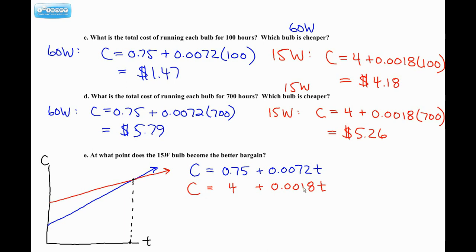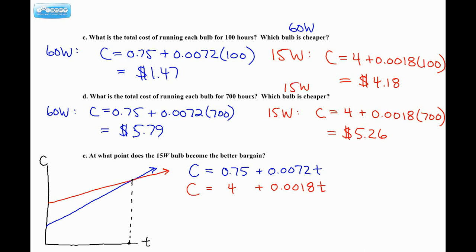Okay, so we have a system of equations, and we could use elimination or substitution. I think I'm going to use substitution because in both equations I have a variable that is already isolated. So let's substitute the blue equation into the red one, and I'll keep the colors consistent. So I'm going to replace this C in red with this up here in blue. So that means 0.75 plus 0.0072t is equal to 4 plus 0.0018t. Okay, so I've eliminated the C's, and all I need to do is isolate and solve for t.